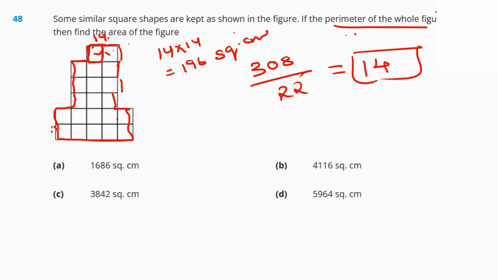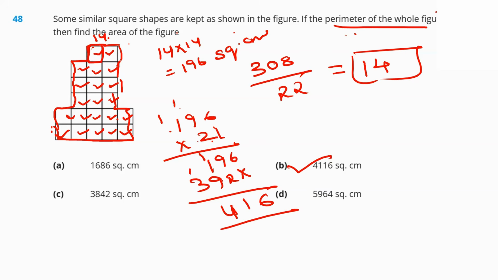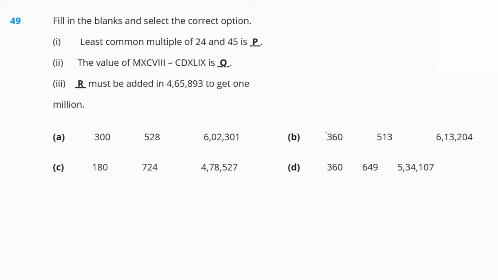How many such boxes? 1, 2, 3, 4, 5, 6, 7, 8, 9, 10, 11, 12, 13, 14, 15, 16, 17, 18, 19, 20, 21. 21 such boxes. So what's the area of the whole figure? If you just multiply 2 6s are 12, 2 carry 1, 2 9s are 18 plus 1 19, 9 carry 1, 2 1s are 2 plus 1 3. Add it, you get the answer. That's 4,116. So that's my answer, 4,116 square.